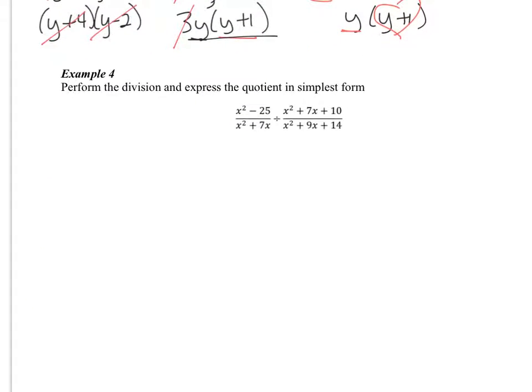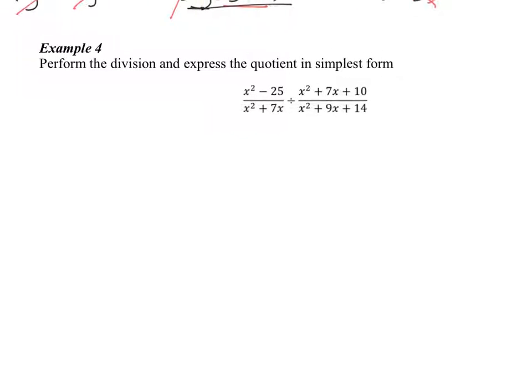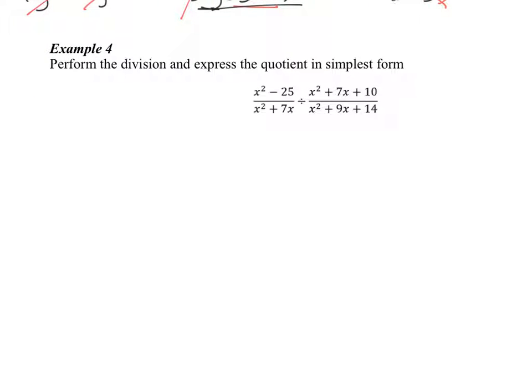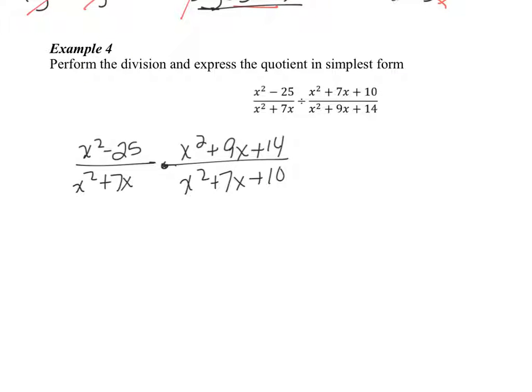Next one. Try it out. Take a second. Remember, this is division, so remember what to do first and take it from there. All right, so hopefully the first thing that you did was keep this the same, change this to multiplication, and then this guy gets flipped. So the one with the 7x is on the bottom, and the one with the 9x is on the top. Now factor each piece and reduce.